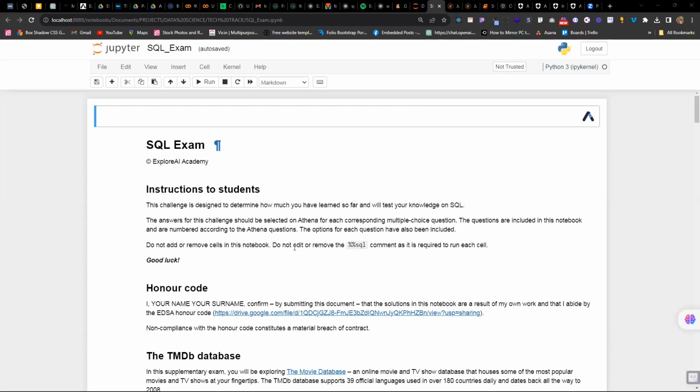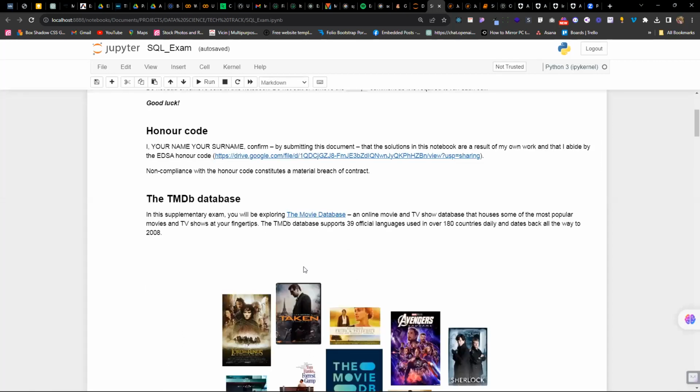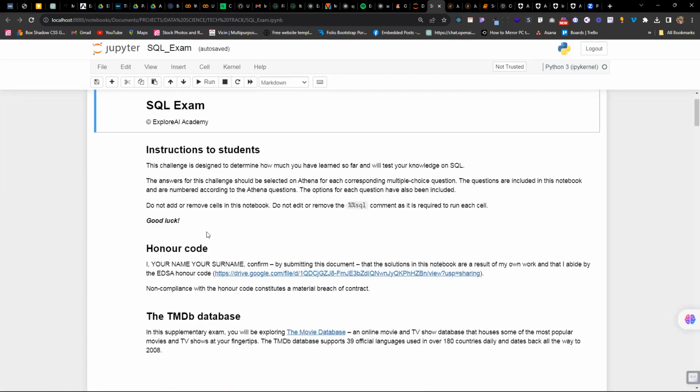Okay, so like I was saying, it said, do not add or remove cells in this notebook. Do not edit or remove the magic line comment, as it is required to run each cell. All right, so there's a code of honor for everybody. I opened that on my tab. We can check it through.